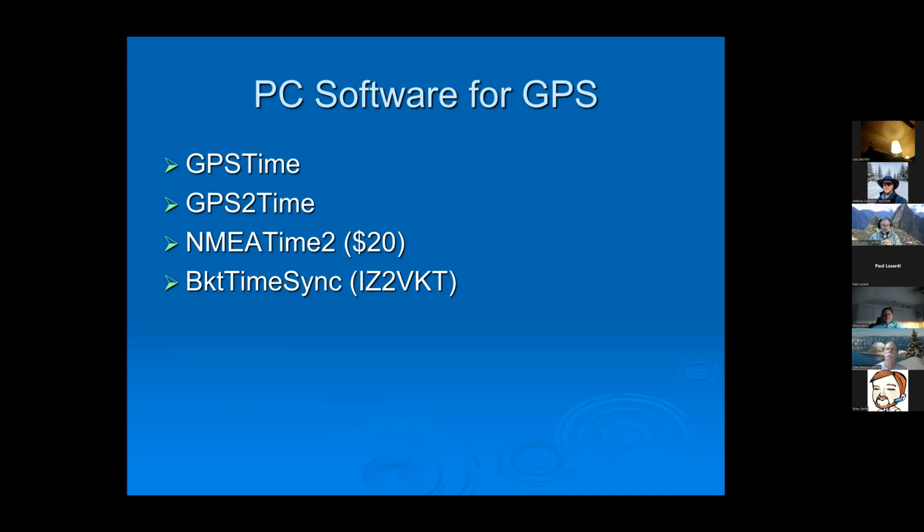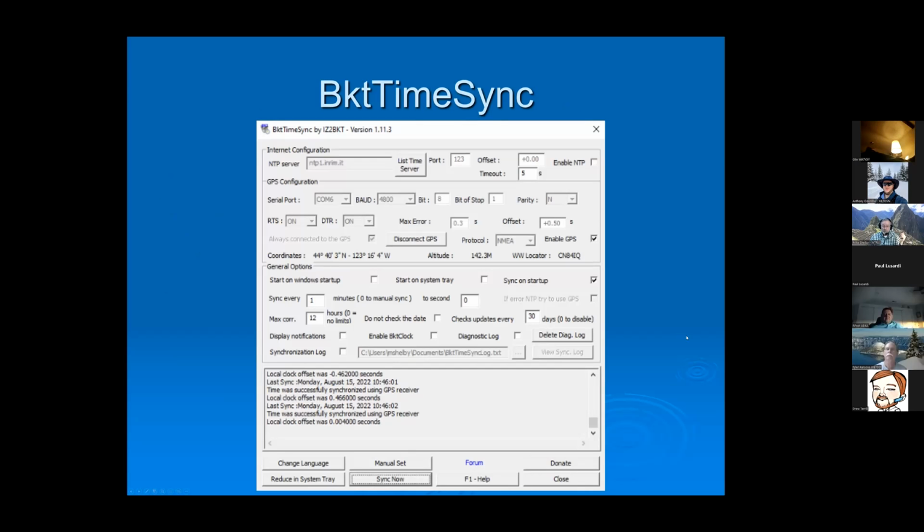So I took another device and downloaded it, ran it through a quick virus scan, it came out clean, and then I installed it on my system here. So BKT Time Sync is kind of the best one out there that people like. And then there's another one that you can throw some money at, which is quite deluxe. The guy has a whole suite of tools, and that's NMEA Time 2. It can cost you 20 bucks, but it is a very, very nice piece of software. So here's a picture of BKT Time Sync.